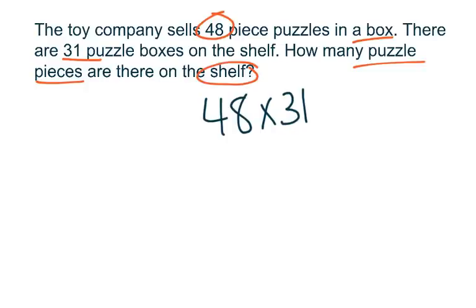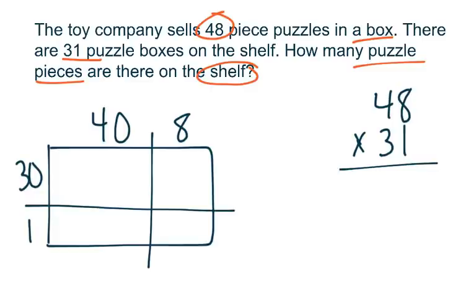I'm going to check my work using my regrouping and my area model just to make sure I am checking and double checking my work. I'm going to start over here with my regrouping. So 1 times 8 gives me 8. 1 times 4 gives me 4.